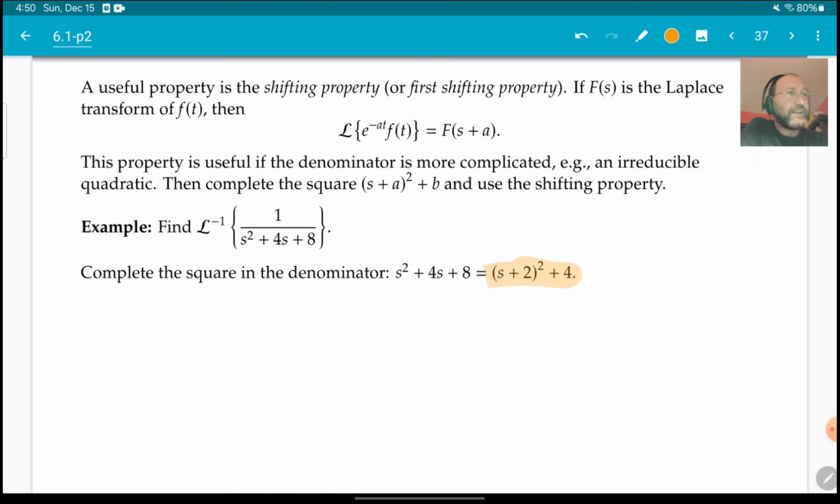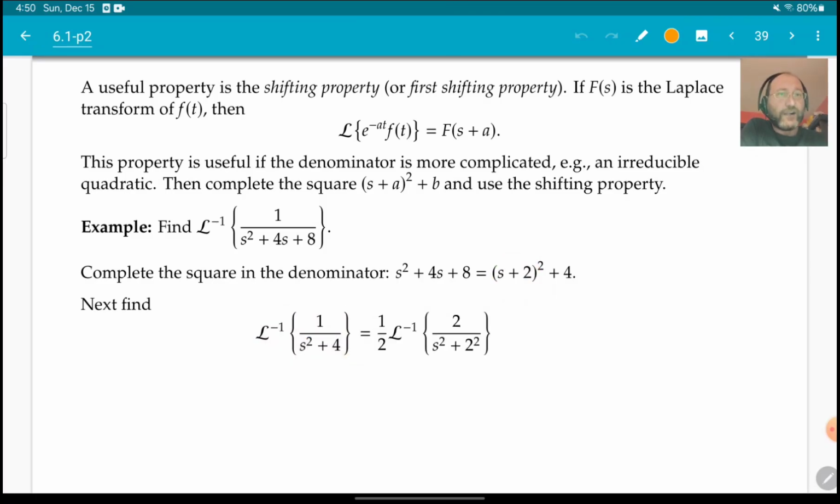So we can write it like this. So you have s plus 2 squared. Now, if instead of s plus 2 we had s, well, that would be good. We would just have 1 over s squared plus 4, right? We know how to handle that, right? I mean, if this s plus 2 was just s.